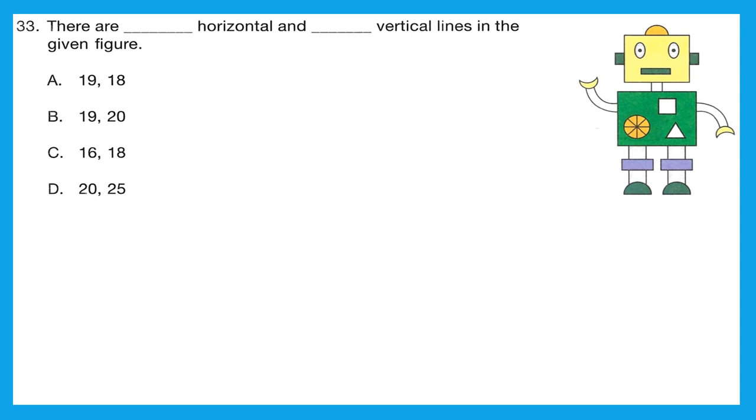Now same way we'll calculate the vertical lines starting from the head area. 1, 2 in the outer face area, 3, 4 lips, 5 at the left ear, 6 at the right ear, 7, 8 neck, 9, 10 stomach area, 11, 12 square, 13 the chakra, 14, 15, 16, 17, 18, 19 at the left leg, 20, 21, 22, 23, 24, 25 at the right one. So we got 25 vertical lines. So 20 horizontal and 25 vertical lines is option D, which is the correct option.